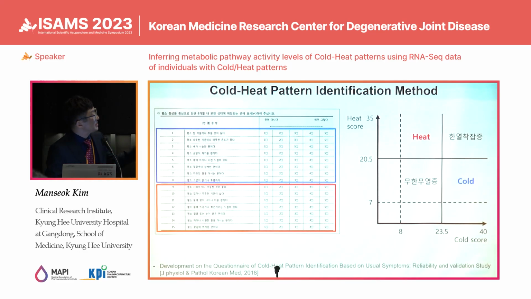Dr. Park collected blood samples based on this survey and got some scores. We have two different scores. The score for heat has a range between 7 and 35, and the score for cold has a range between 8 and 40. So for example, to have a cold pattern, the score for cold should be higher than 23.5, and at the same time, the score for heat should be lower than 20.5. Then we can say this one can be classified into cold pattern. That's how we collected 25 samples.